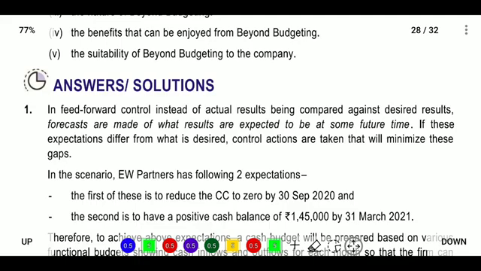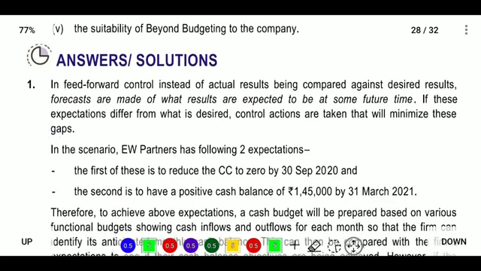And feedback control means we will take corrective actions after the events have taken place. Here, what are the strategies we will apply? If your cash balance is not good, we will ask our receivables to pay earlier, and if we are paying payables early, we will pay payables later, and we will ask for credit period. These will be the strategies to get the liquidity benefit. Next, we will see the answer.